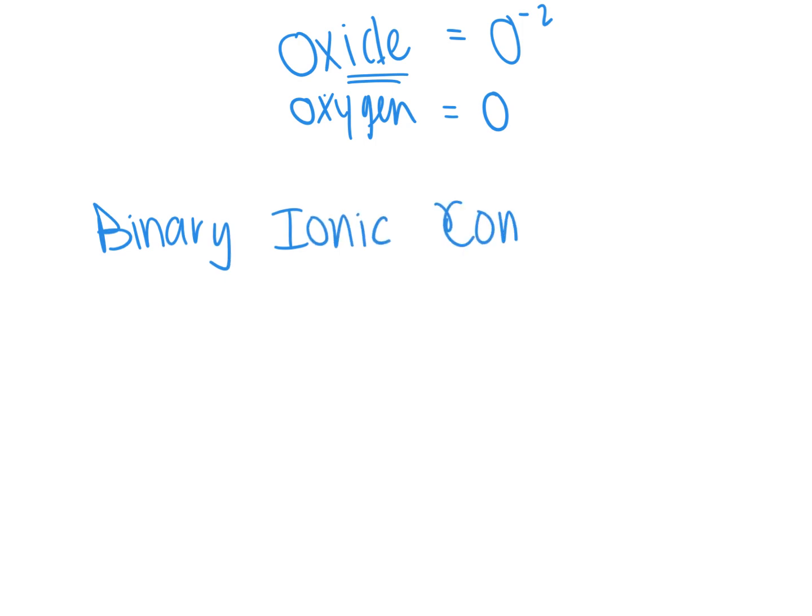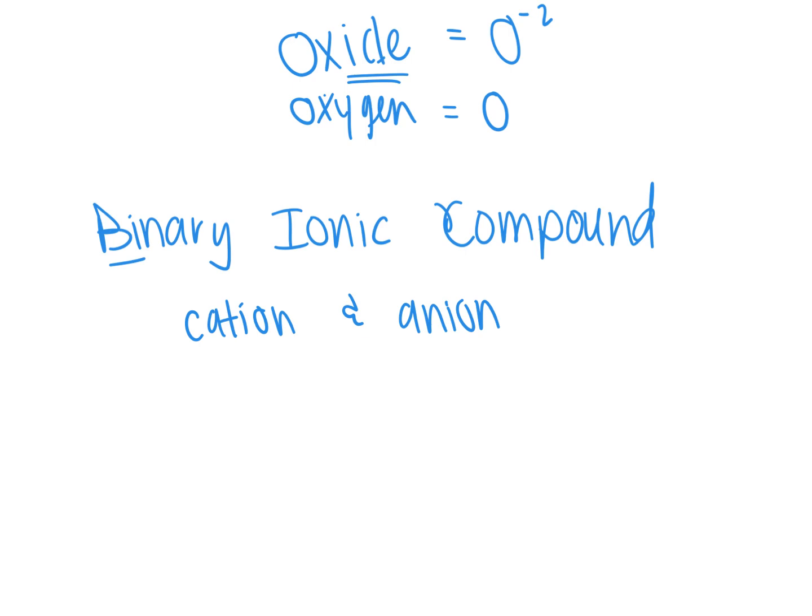How many elements do you think are present in a binary ionic compound? 2, right? The prefix bi means 2. So there are 2 elements present. One of them is a cation, and one of them is an anion. Here are some rules for when we have the combination of cations and anions. The compound as a whole must have a neutral charge.